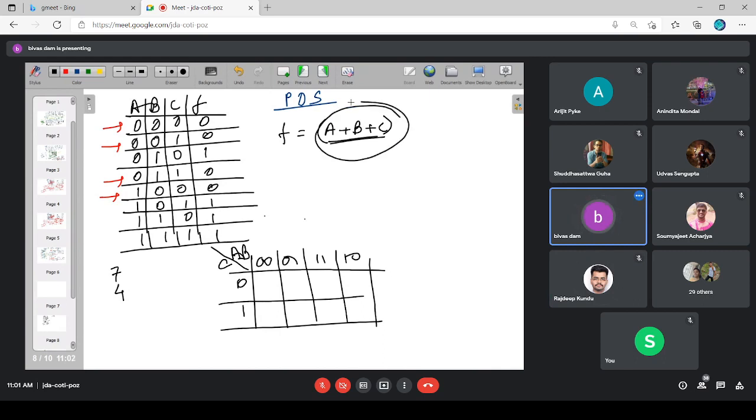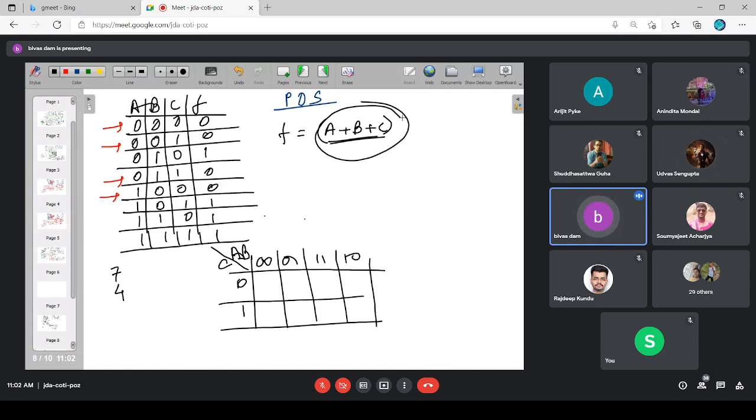Now, what is this function? This A plus B plus C, what is this logic function termed as? It is some function of the input variables A, B, C. You should be able to tell this one. OR function. This is the OR function of three input variables A, B, C.